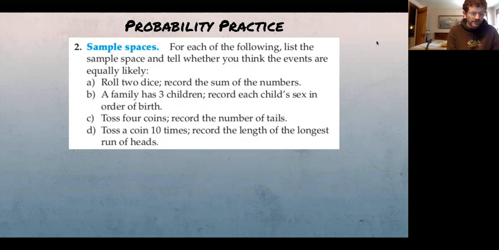All right, a family has 3 children. Record each child's sex in order of birth. This one's a little bit weird to think through, but can anyone think of a possible outcome for this?